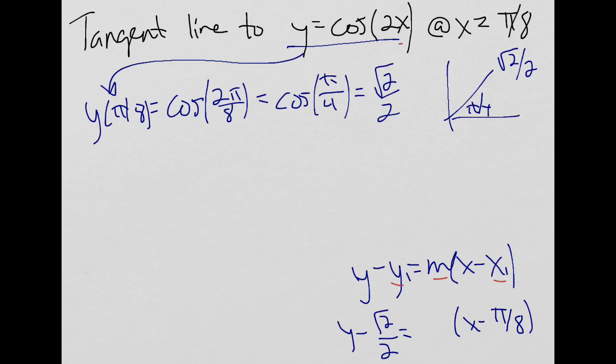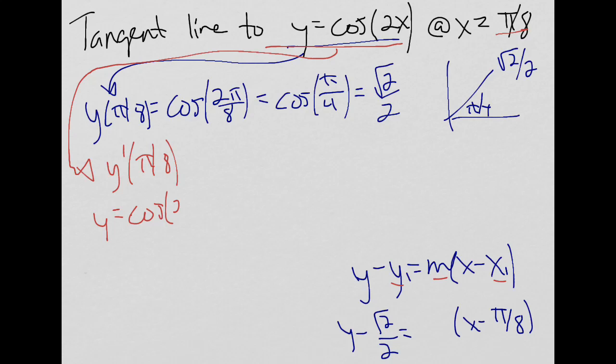So I need the slope of that function at the value that I'm looking for. So I need to find y prime of pi over 8. So to do that, I'm going to derive y. y is equal to cosine of 2x. It has a little bit of chain rule in it. y prime is, I get a 2 out front. Derivative of cosine is minus sine, and then the guts stay the same, 2x, like that.